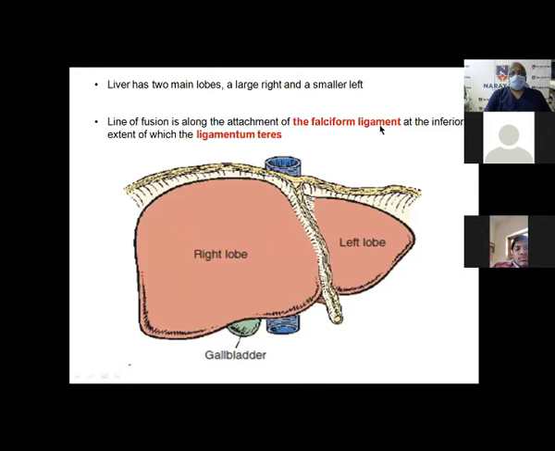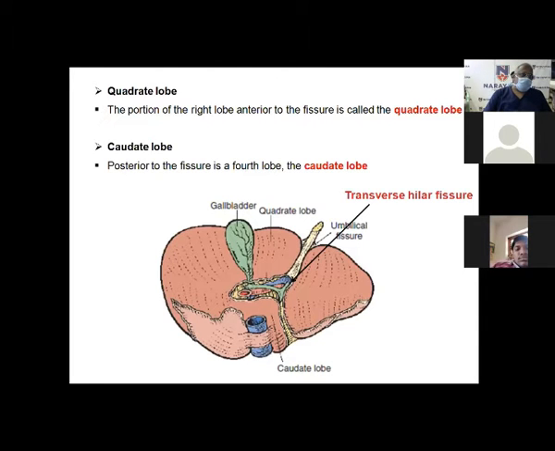The inferior extent of the falciform ligament becomes the ligamentum teres. Ligamentum teres is otherwise the round ligament, which contains the left umbilical vein. Sometimes it may be patent. In intrauterine life, the left umbilical vein drains to the left portal vein. That is how the circulation goes. As the child is born, that left umbilical vein becomes fibrosed, but it takes some more time. That is why you could cannulate the umbilical cord vein.